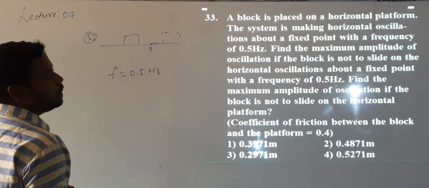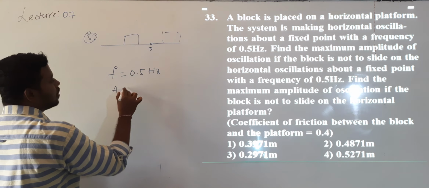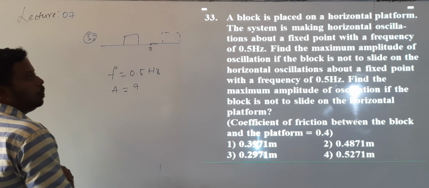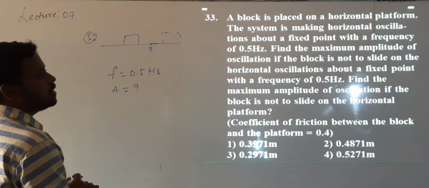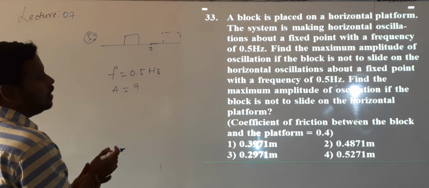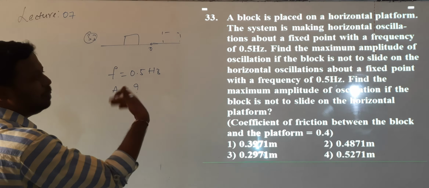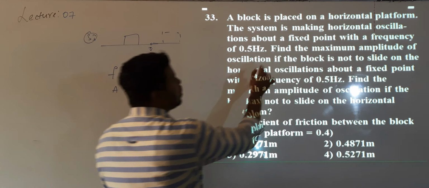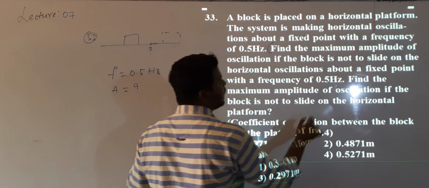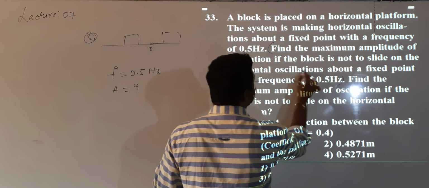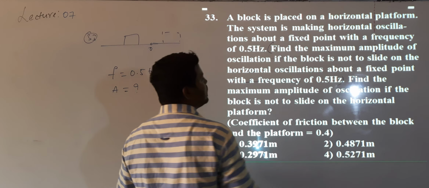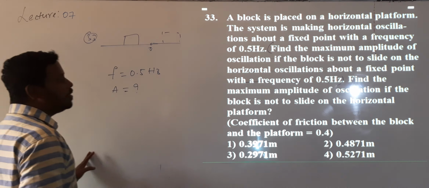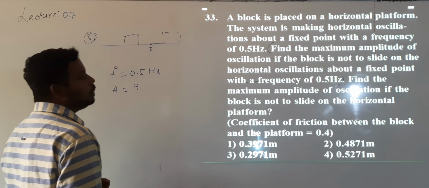Find the maximum amplitude of oscillation for the block not to slide on the horizontal platform. Question repeated. Why does it look this lengthy? Because these lines are already repeated. Okay. So find the maximum amplitude of oscillation if the block is not sliding on the horizontal platform.